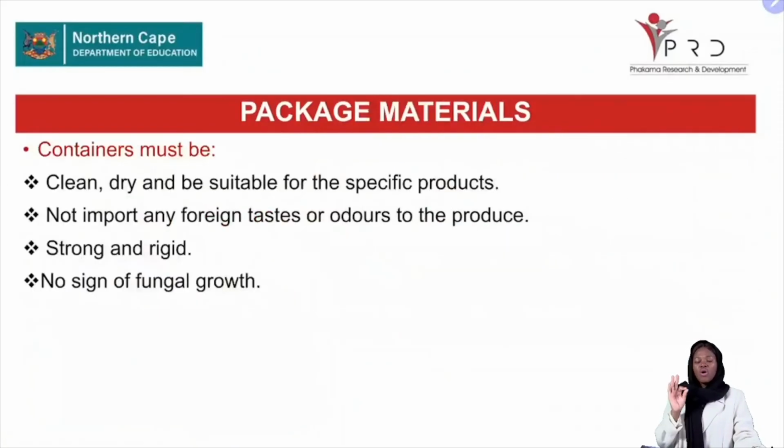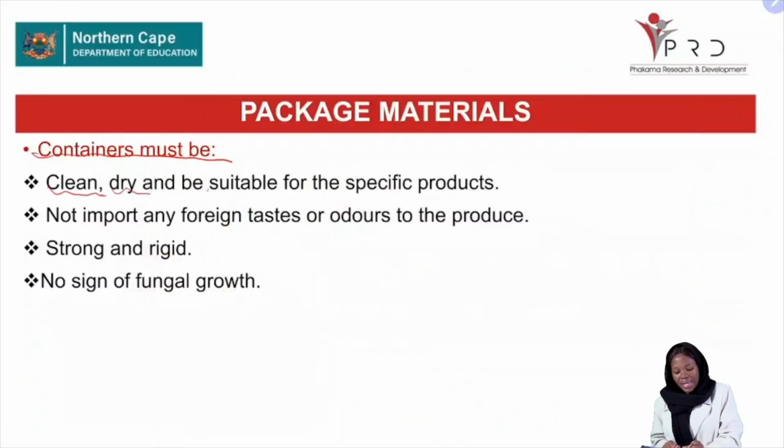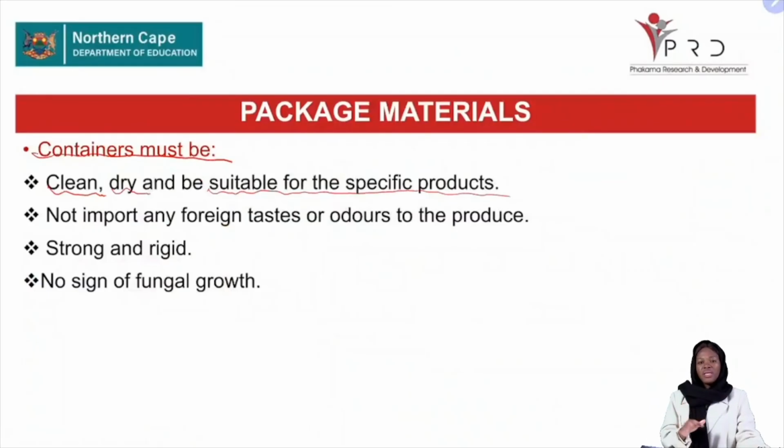Right. Containers that farmers or producers use must, number one, be clean, dry, and suitable for the specific product. Meaning oranges in cardboard boxes or pockets, right? Fish, maybe when you are canning the fish, it must be in the cans. So different products must be placed in different pockets or materials, right?